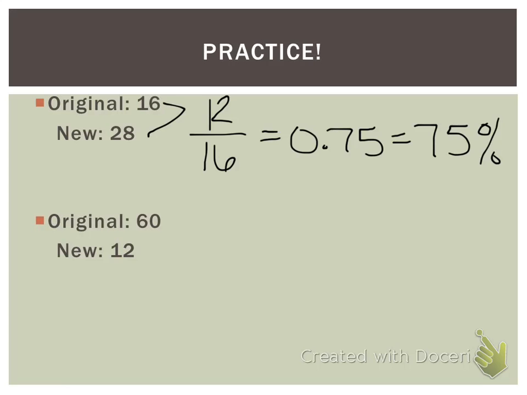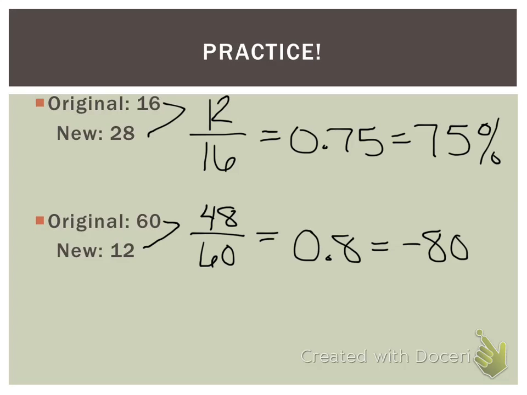What is the amount of change? What's the difference between 60 and 12? 48. It's 48. Divided by my original, which is 60. And what do I get? 0.8. And what is that percentage? Negative 80%. Remember, since it's a decrease, I want to have my negative, and it is 80%.